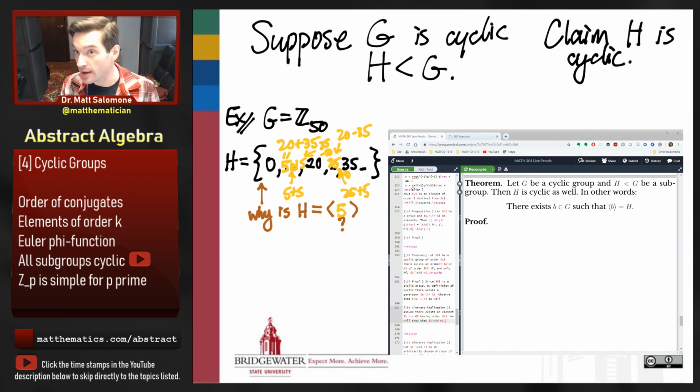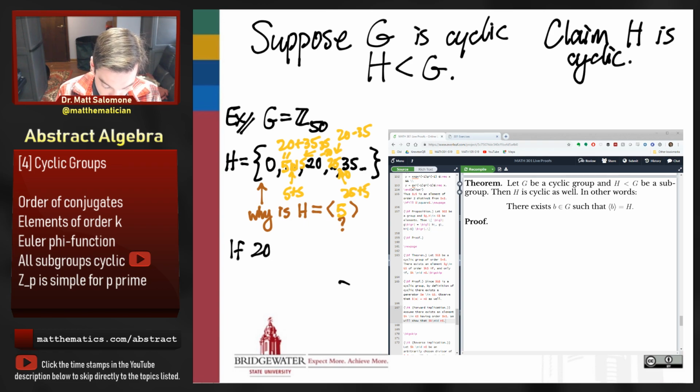But it doesn't look like between 20 and 35 we can make any other numbers less than 5. We can't make a 1, a 2, a 3, or a 4, right? And we can't make any other number that's not a multiple of 5. And so kind of the observation that we're working on here is that if 20 and 35 are in H, then this means that all multiples of 5 must be in H.